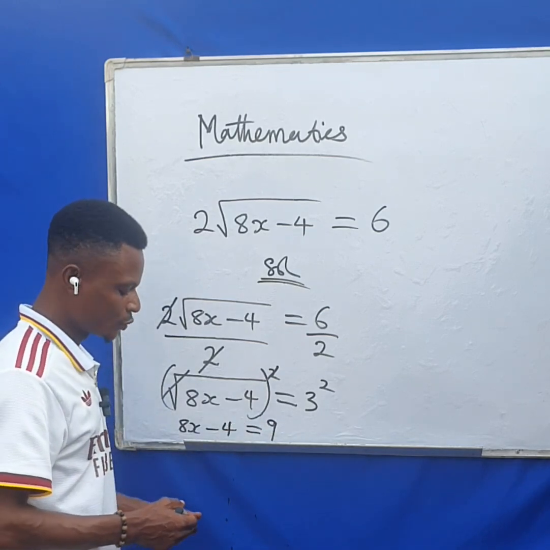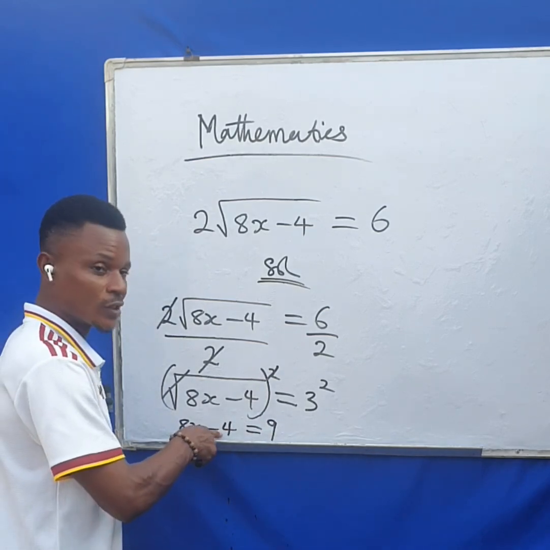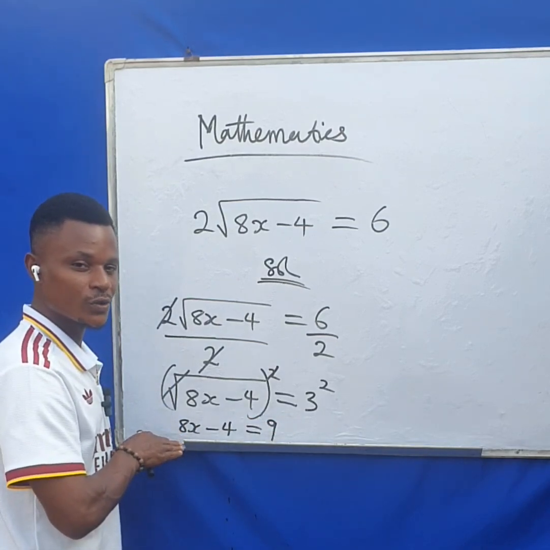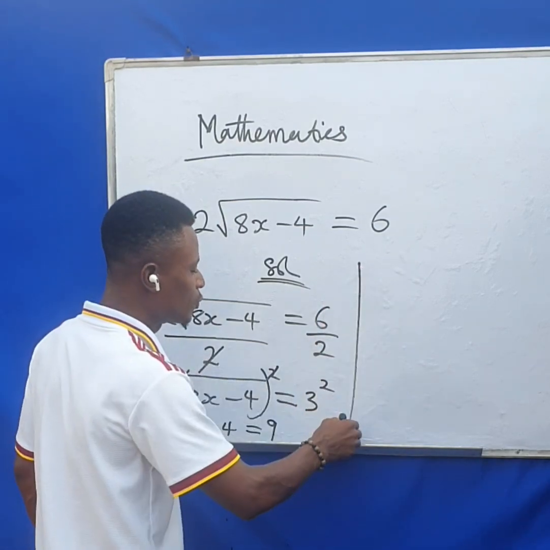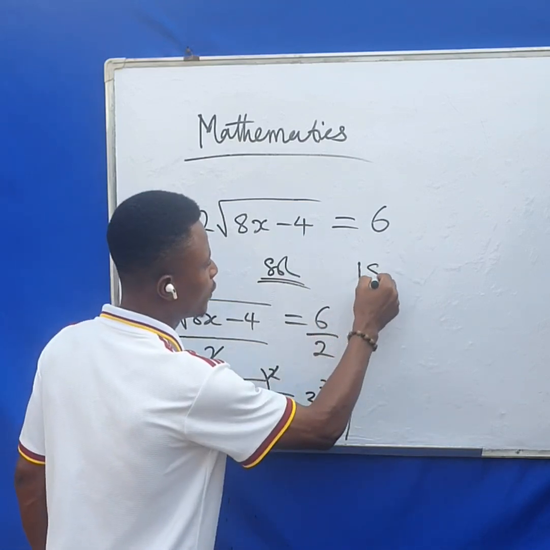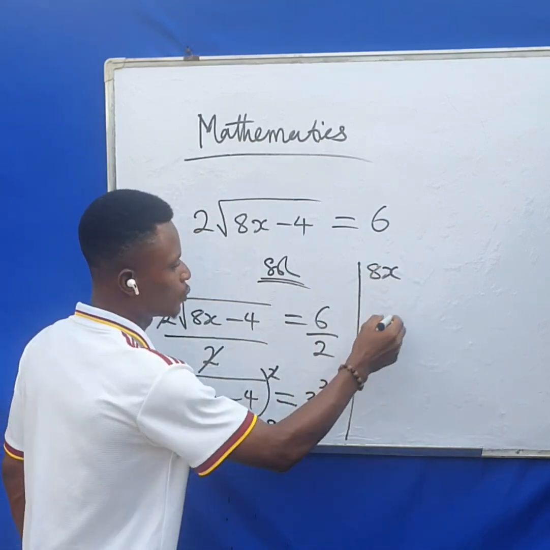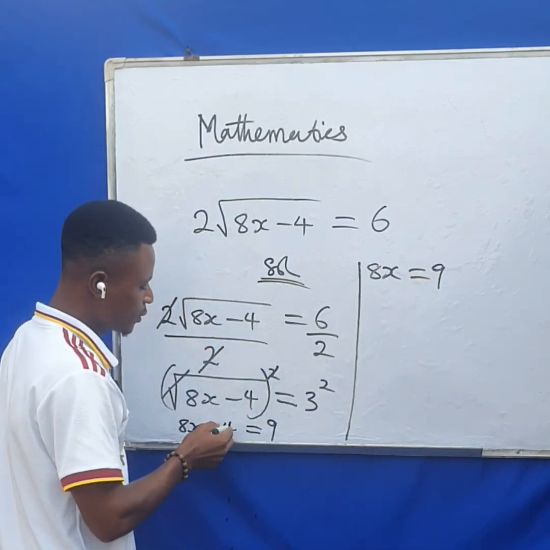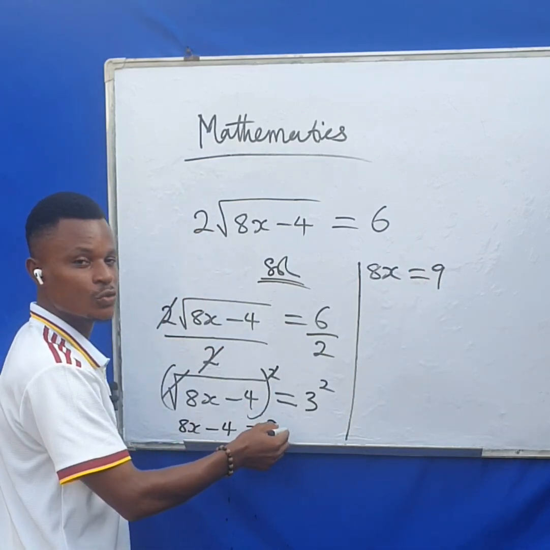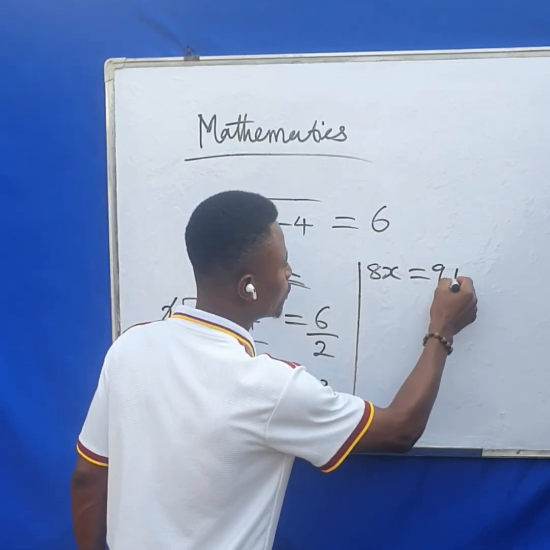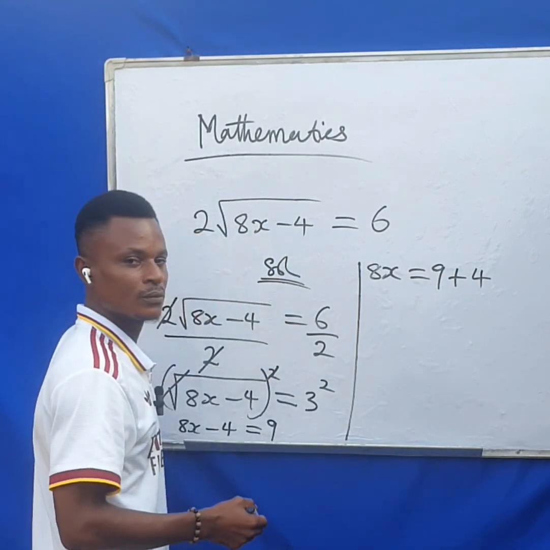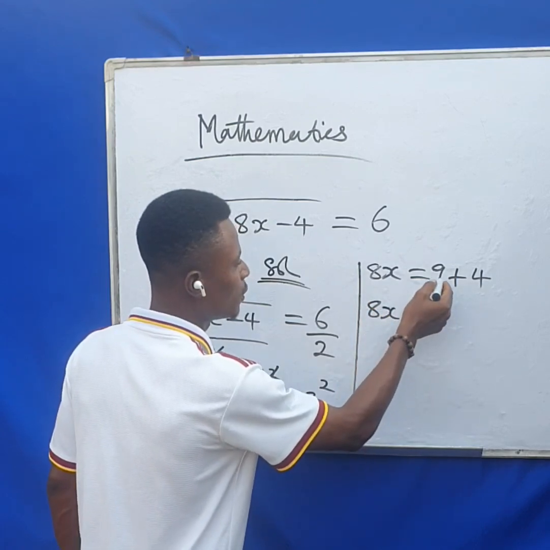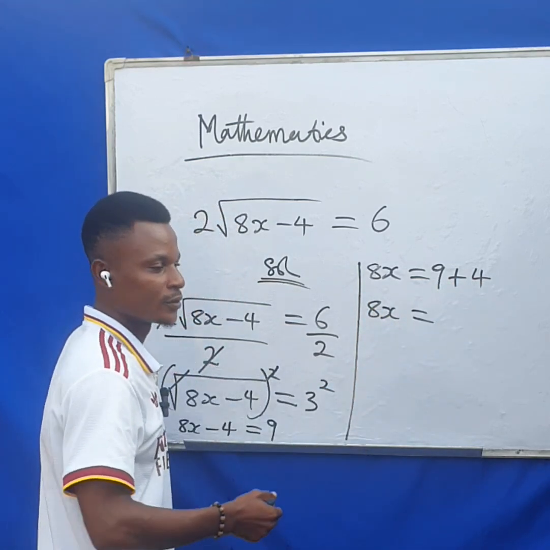The next thing we are going to do is to collect like terms. We are going to move this negative 4 to this side of the equation so that only 8x will be left alone on one side of the equation. When we do that, we are going to have 8x equal to this 9. Then when this negative 4 crosses to this side, it changes to positive 4. So it becomes positive 4. So now we have 8x equal to 9 plus 4, that will give us 13.